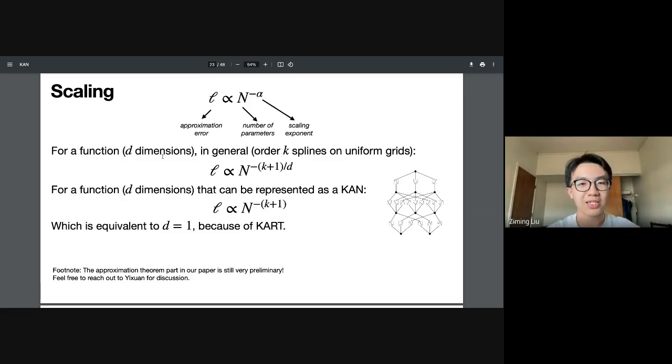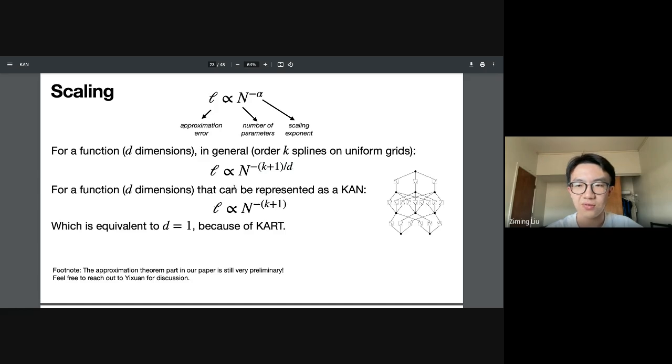But if we just want to approximate a function with d input variables, and if the function has no structure at all, and you partition the space into uniform d-dimensional grids, and you use order-k splines to approximate the function, you will only get alpha equal to (k+1)/d. The thing to notice is that dividing by d is what we call the curse of dimensionality, which means that when d gets very high, this exponent will be really, really small, meaning that when you increase your model size, the approximation error would not decay very fast.